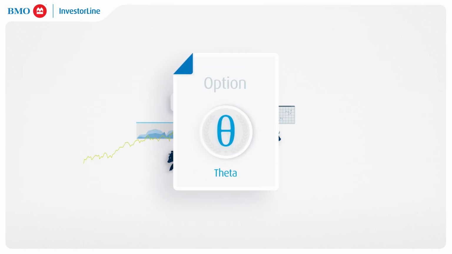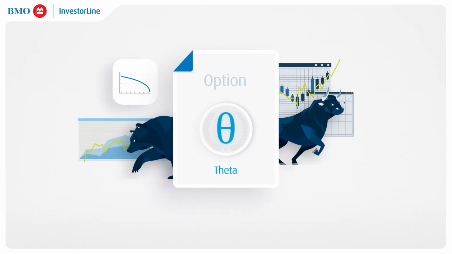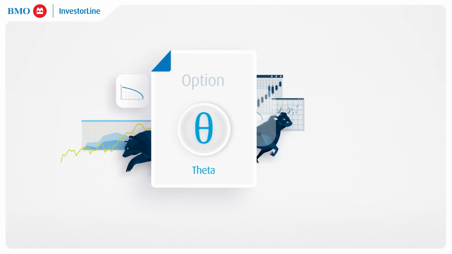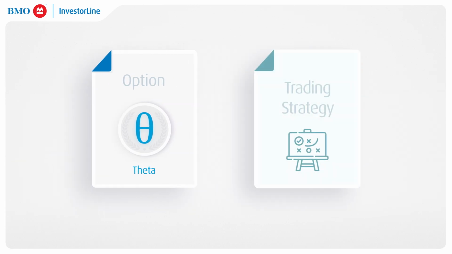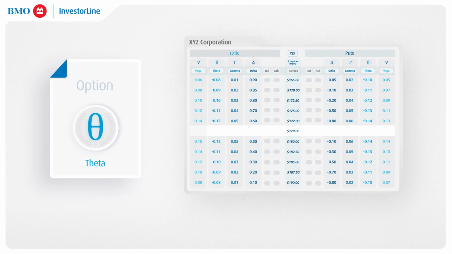In conclusion, mastering theta is a key aspect of options trading. Understanding how time decay works and incorporating strategies to manage it effectively can enhance overall trading performance. Successful options trading is not just about predicting market direction, but also about managing the factors that influence option prices.